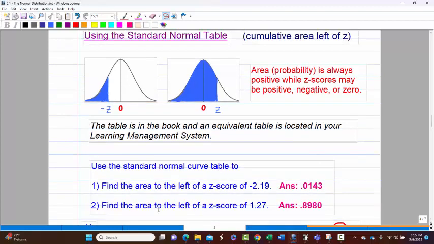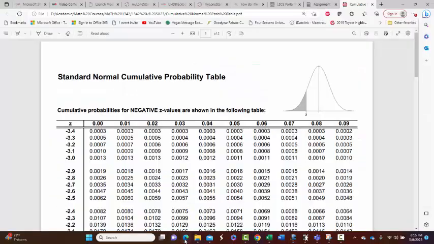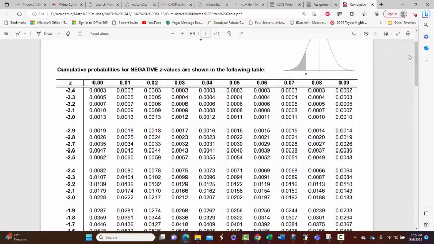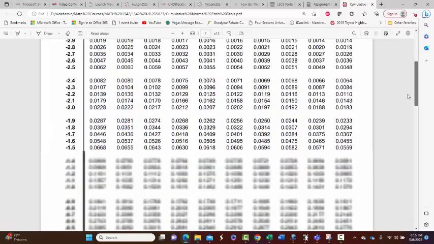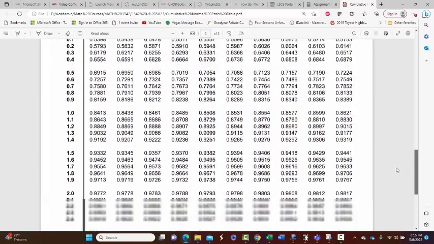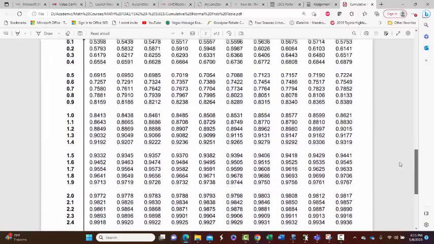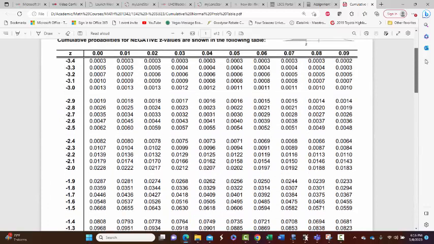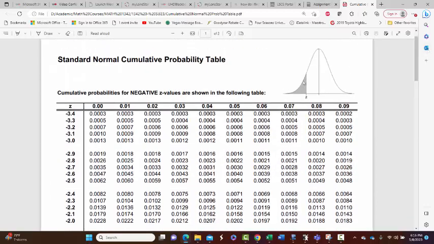So the chart has 2 pages. On that left column, it has a negative side for the z's, and you come down the next page, and you've got a positive side for the z's. All right, and it's showing you a picture here. So the number you find off this table, it's showing you that it's this area here to the left.